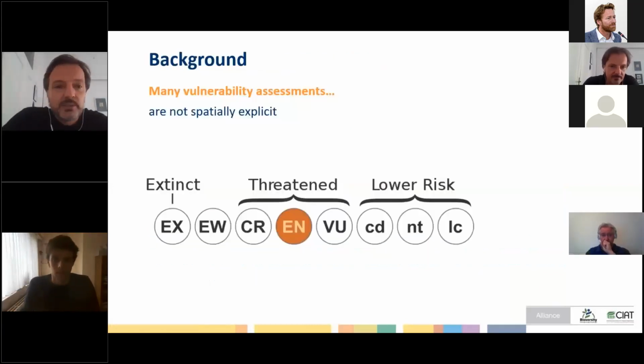And we developed our own methodology mainly because many vulnerability assessments are not really spatially explicit. Here is one example of the IUCN Red List of threatened species, where you see an example of an endangered category. So there is no spatial aspect there. To be honest, in the assessment phase there is a certain spatial aspect, but at the end, what you're getting out of the IUCN Red List is definitely not spatially explicit.